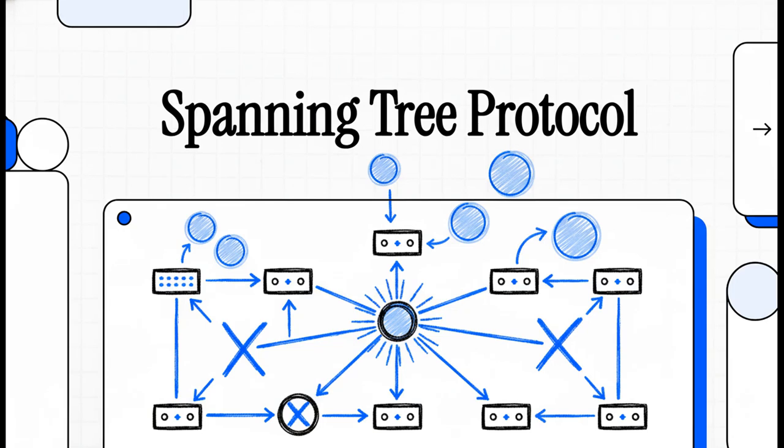Ever wonder what stops your office network or even your home network from just collapsing into a chaotic mess of data every single day? Well, it's not magic. It's a protocol, a set of rules that's been quietly guarding against network meltdowns for decades. And today we're going to pull back the curtain on this unsung hero, the Spanning Tree Protocol.